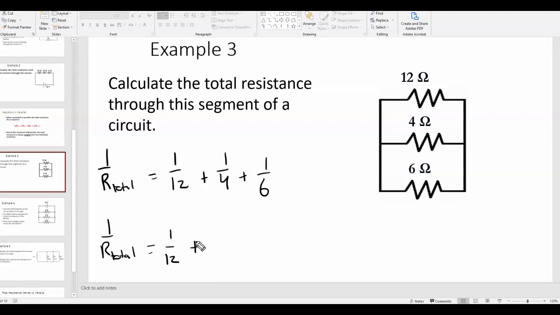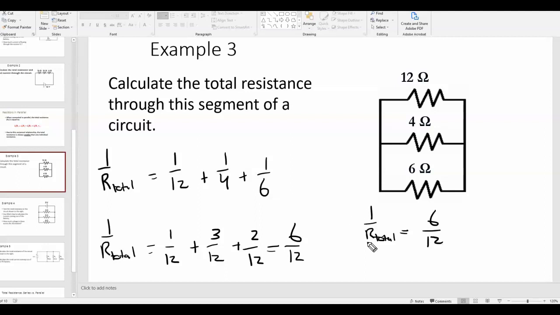So 1 over 12 plus, so 1 over 4, if I use 12 as my denominator, 1/4 is the same as 3 over 12. And then 1 over 6 is the same as 2 over 12. Now that they have the same common denominator, I can just add the top numbers. 1 plus 3 plus 2 is 6. And so 1 over R total is equal to 6 over 12.